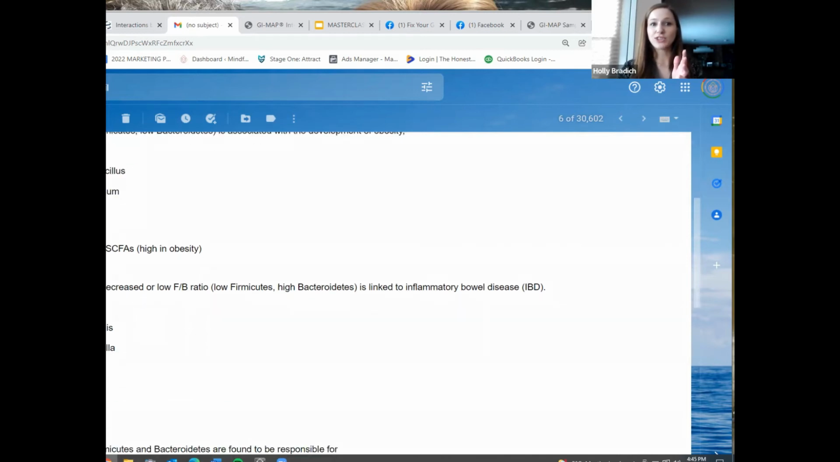And they produce short-chain fatty acids. So short-chain fatty acids are actually really important for your gut health, but when people have more short-chain fatty acids, that's an indicator that they are harvesting more calories. Their bacteria are harvesting more calories from their food, and that predisposes them to obesity. Obviously, there's many other factors that go into that, but that's just kind of an indicator.